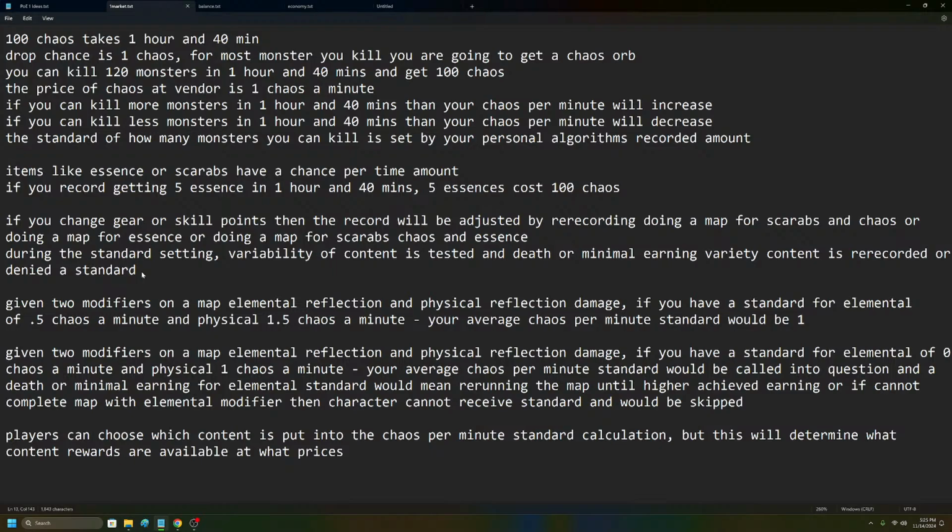So then, if you decide to include delve in your Chaos Orb standard, let's say that's the only thing that you decide to check the box next to, that would mean that you can run your character automatically, walk away from the computer, and it will be playing Delve content, and it will get 2 Chaos Orbs as the standard. Let's just say in an hour it'll get 2 Chaos Orbs.